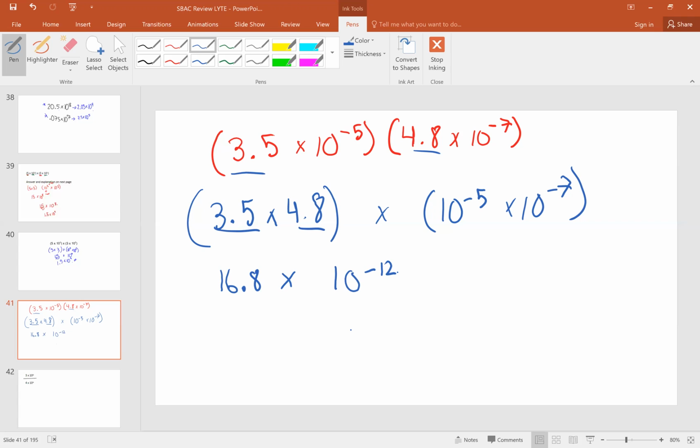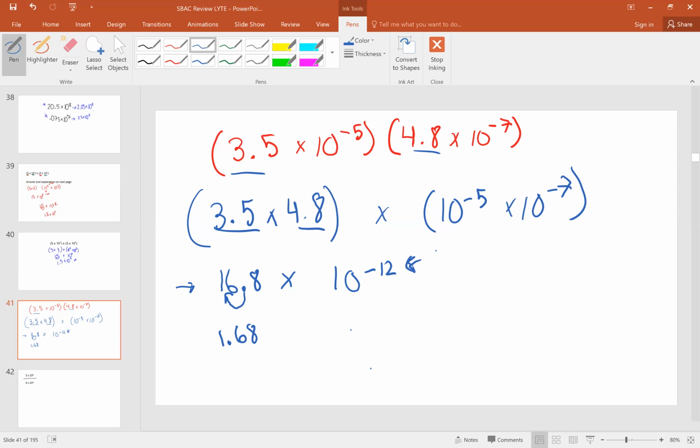Now, what I want to do here is make sure is my number here between 1 and 10 for it to be in scientific notation. Well, it is not. It's 16.8. The only way I can make this a scientific notation problem is to move it one spot to the left, making it 1.68.